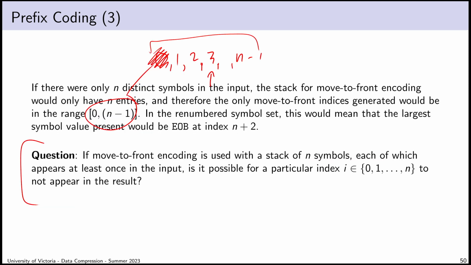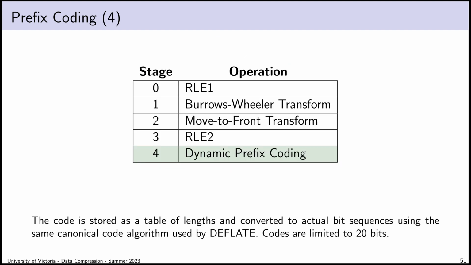One question, which is not relevant to this specifically, but a question you should think about relevant to move-to-front encoding is, if I start move-to-front encoding with a stack of n symbols, and I guarantee you every symbol does occur at least once, is it possible for a particular index to never appear in the result? So even if each of the n things that were initially in the stack does appear, is it possible for there to be an index that never actually shows up? That's something to mull over before the exam as well.